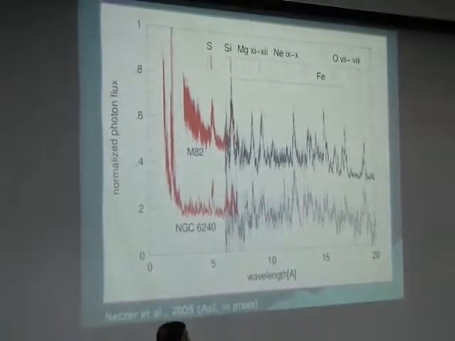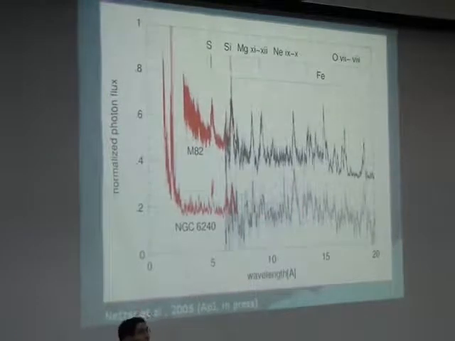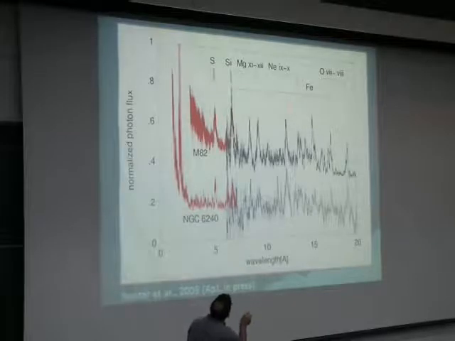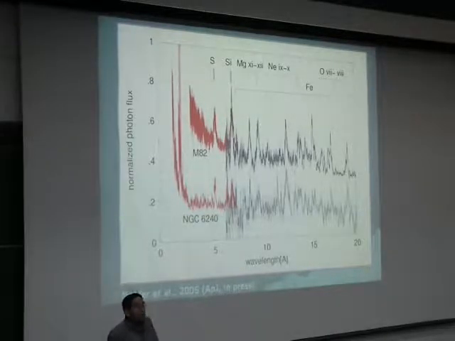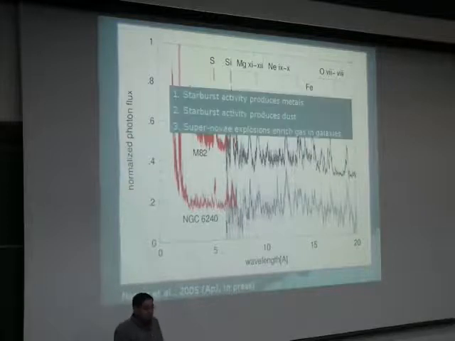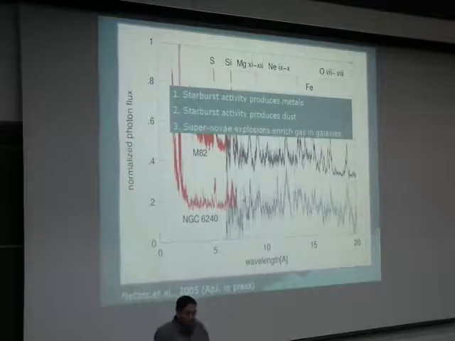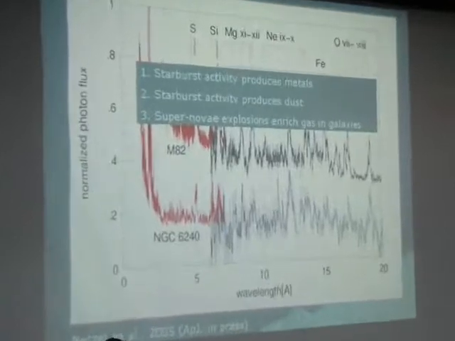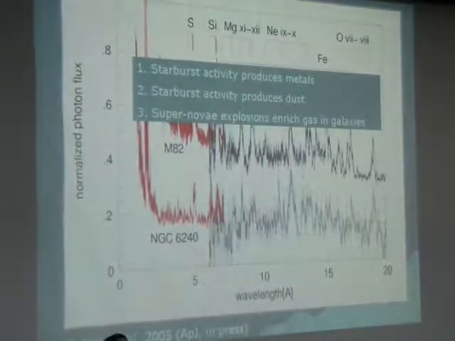And it's very noisy. These observations are very, very difficult to obtain. But if you compare the two, you can see all the features are going up and down. These are emission lines that are really very, very similar. I won't take you through the spectroscopic details, only the result. And the result is the starburst activity produced metals. I'll come back to this point. The starburst activity produced dust, and we see them in all these sources.